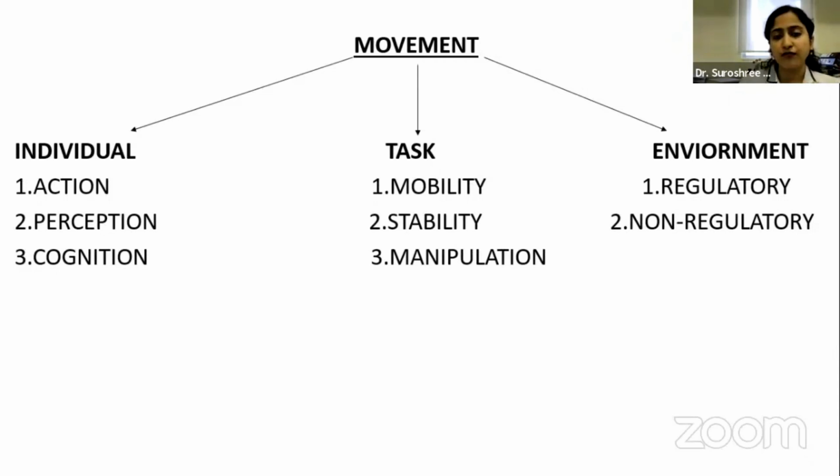In non-regulatory factors of environment, non-regulatory factors do not define how the movement will occur, but they may alter the movement. For example, if we are doing activities in an environment where noise is more or where distractions are more, my movement may become altered.